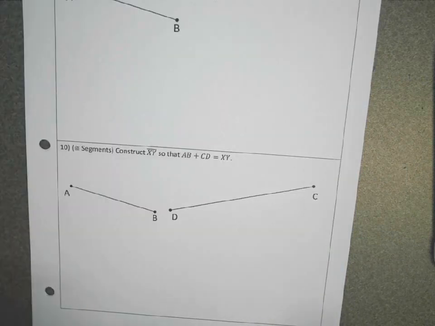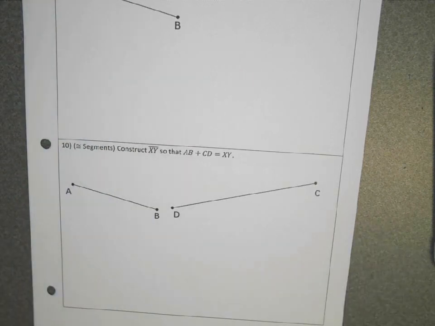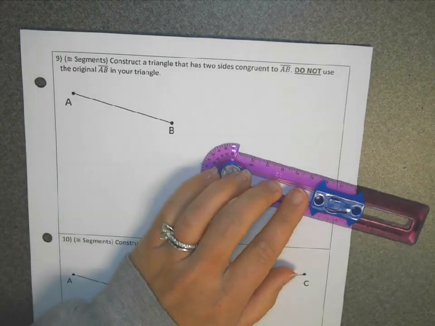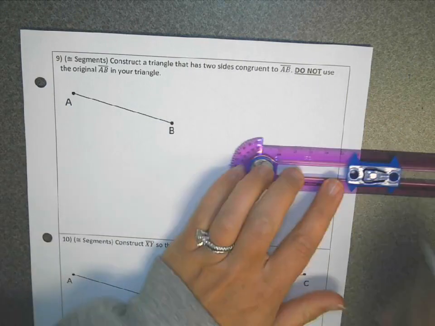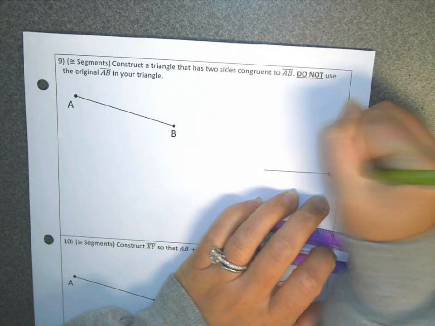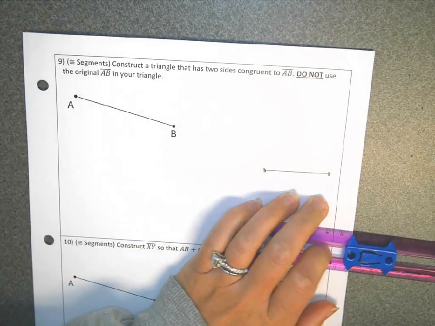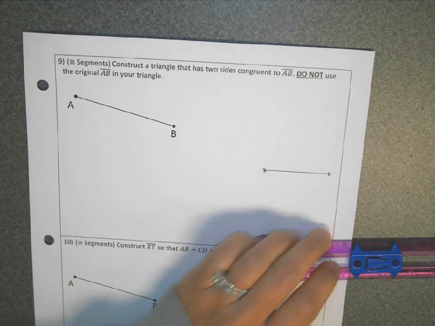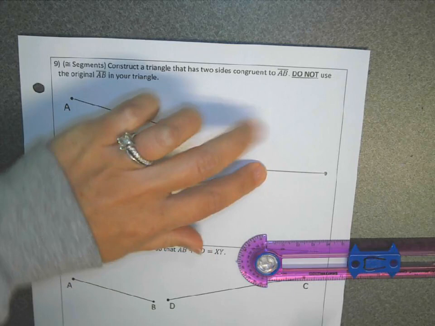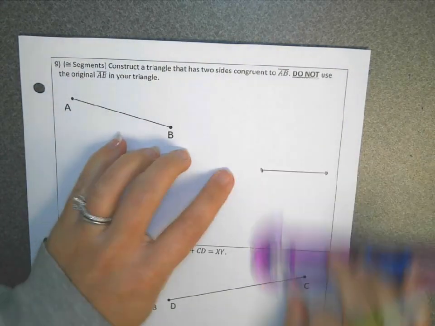So the next one says congruent segment. Construct a triangle that has 2 sides congruent to segment AB, but you cannot use the original segment in your triangle. So you can do this one of 2 ways. You can start with the side that is not congruent to AB. So maybe it would look like this. Maybe you want to have this be your side. So maybe that will be my non-AB side. My other 2 sides are going to have to be this length. So that means off of this point right here, I need a length of AB.